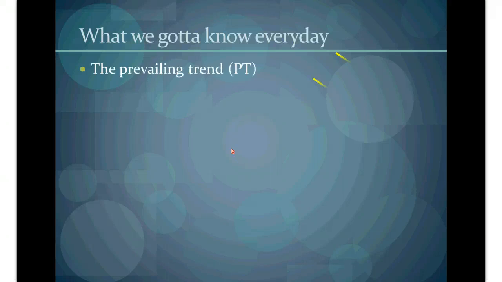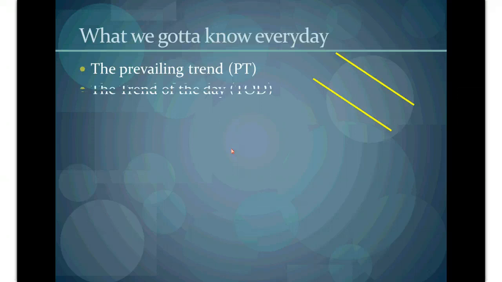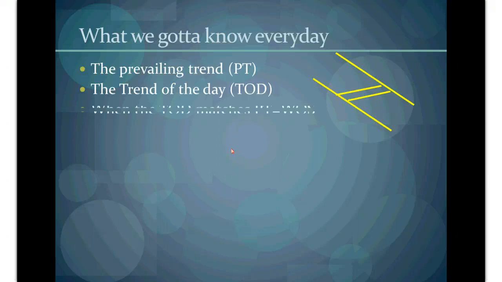So we got to know the prevailing trend. That may be going down. But the trend of the day may be going opposite of that. So we have to know where we are in the trend and what it is trying to do. When the trend of the day matches the prevailing trend, we will find wide open spaces that are tradable. So when we get over here, the trend of the day was up. As soon as it turns to the downside in a prevailing trend that is going down, we will find wide open spaces that are tradable.